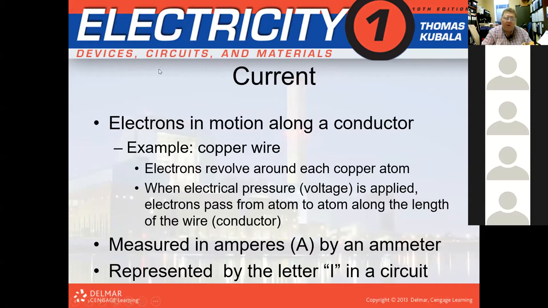So when you're asked a question in your worksheet, the worksheet for this chapter is going to ask you, what instrument do you use to measure current? And your answer is going to be an ammeter, even though a multimeter will do it. And we use the letter I. In a circuit, in the Ohm's law formula, I represents current.